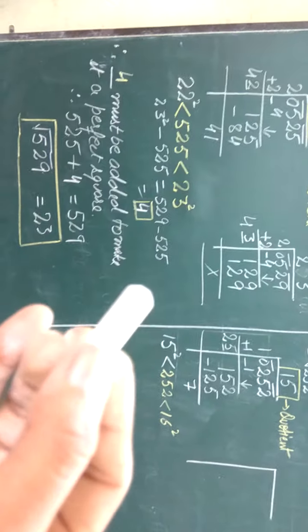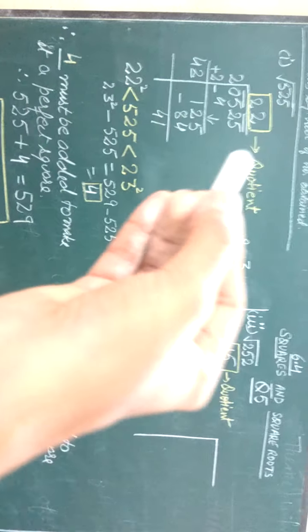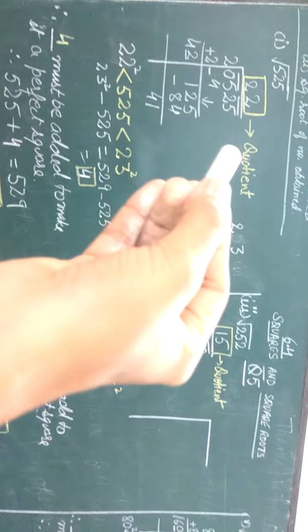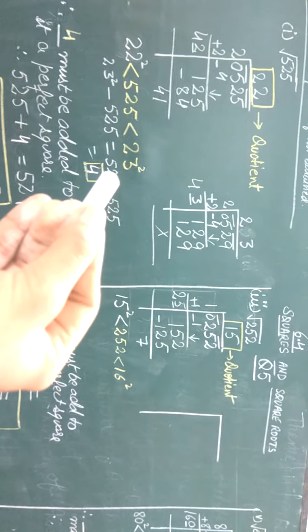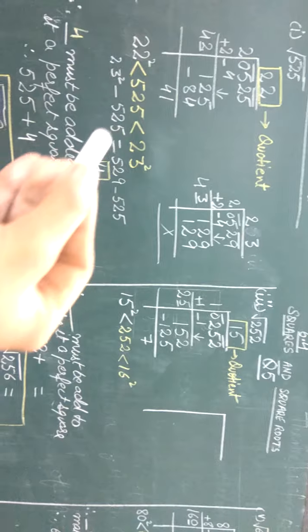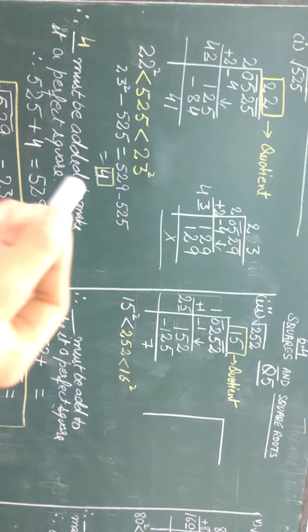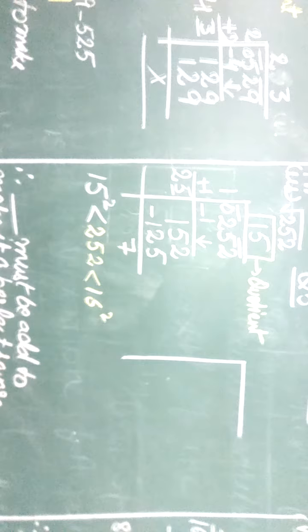So I hope it is clear to you. First of all, long division method. Now in case of addition we'll use the quotient. Quotient 22, so we have to take a number greater than that. We have taken 23. 23 square minus 525. The difference we take is the number which must be added to make it a perfect square. In the similar way, we'll do the second part.